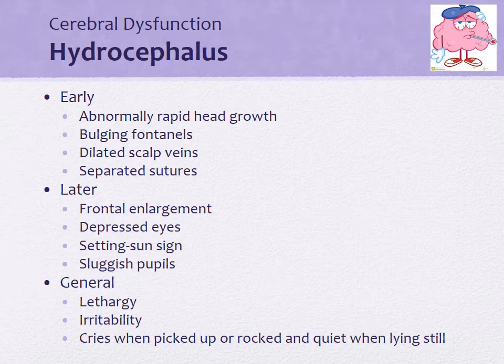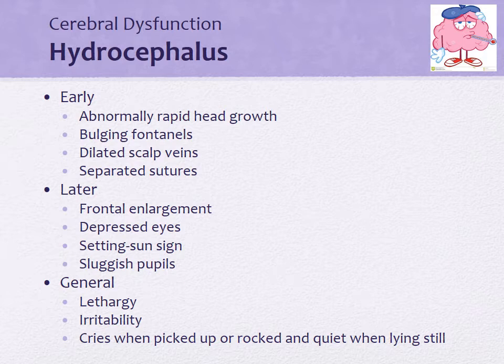Later signs and symptoms that you may see are frontal enlargement, meaning the front of where the forehead is, it'll be enlarged. It kind of bulges out a little bit. Depressed eyes, and that's because the head's growing so much faster than the eyes. The eyes actually are smaller and kind of sink back in. And the setting sun sign, which we previously went over earlier last week. And then sluggish pupil reaction, because there's so much pressure on the brain, they're not going to be able to react as quickly.